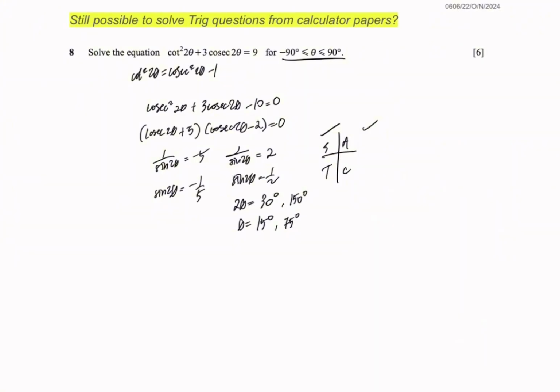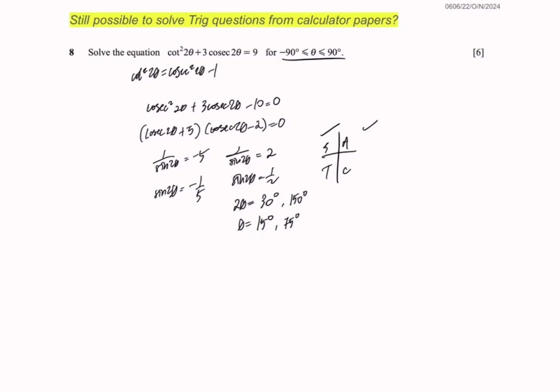Okay, now you can solve these two, but for minus 1 over 5, you can't solve it because you don't actually know the exact value. So normally you would use a calculator for this, so obviously it won't come out for non-calculator papers, but you know the standard answer for a half. So it'll be 30, and then since it's 2 theta, you will divide 30 by 2 to get 15.